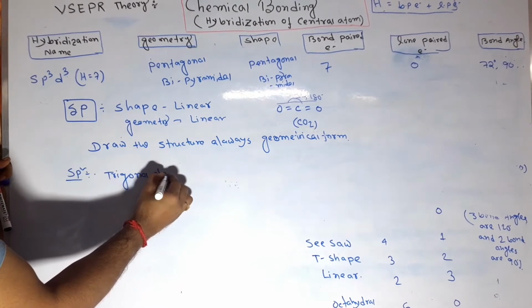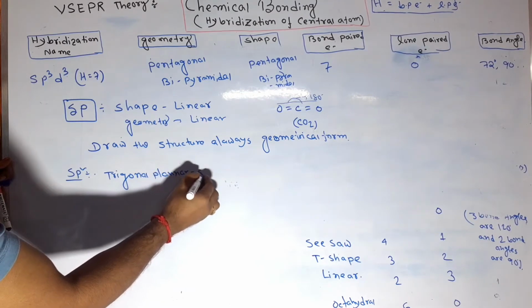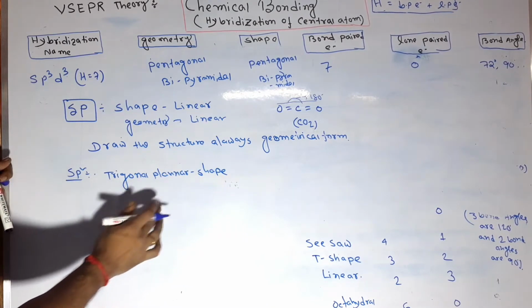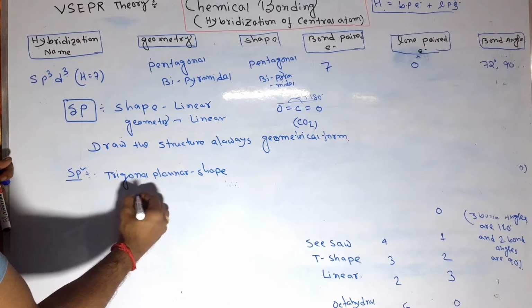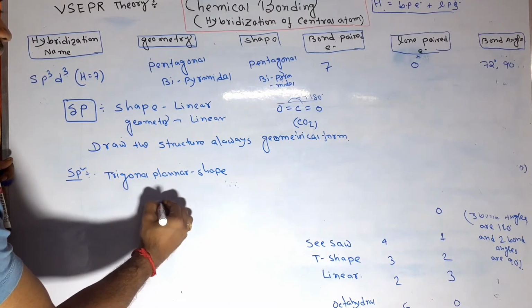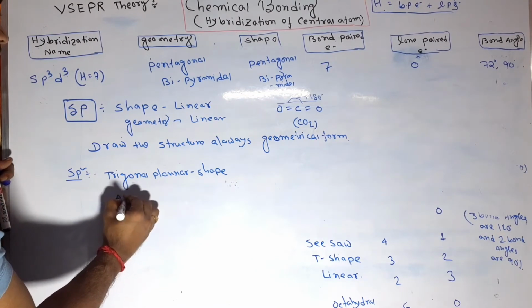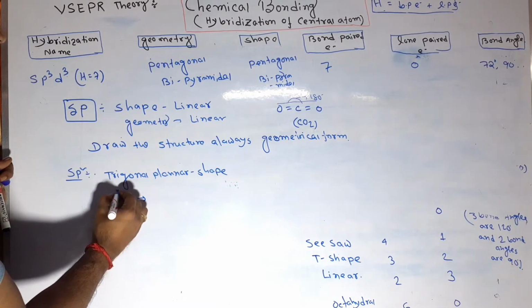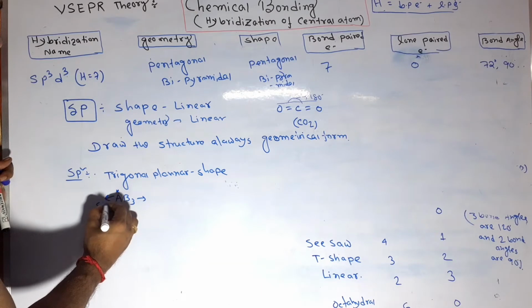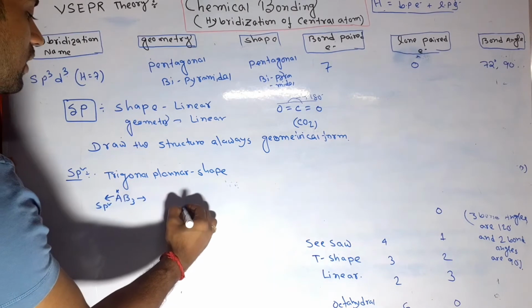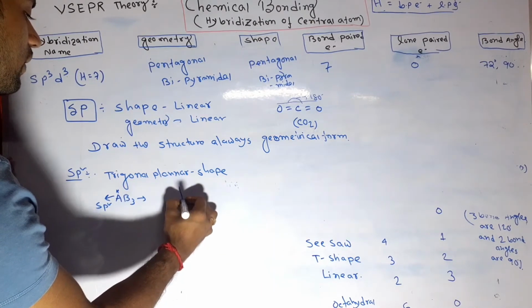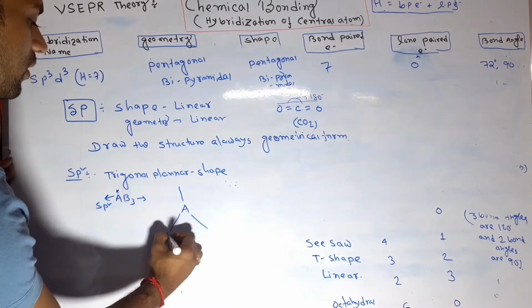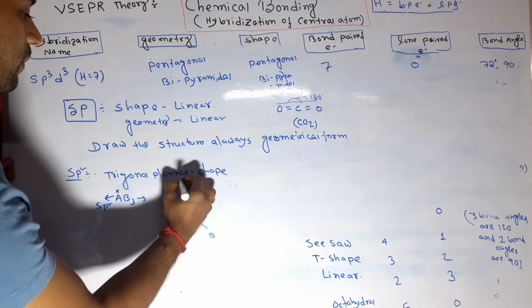Trigonal planar shape. What is the structure? The structure must be drawn from the geometrical structure. Trigonal planar. Suppose a compound AB3, where A belongs to sp2 hybridization. If we consider A belongs to sp2, then what is the structure? Trigonal planar. This is the structure of trigonal planar.